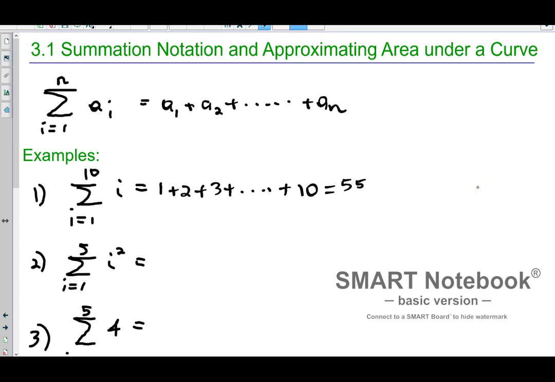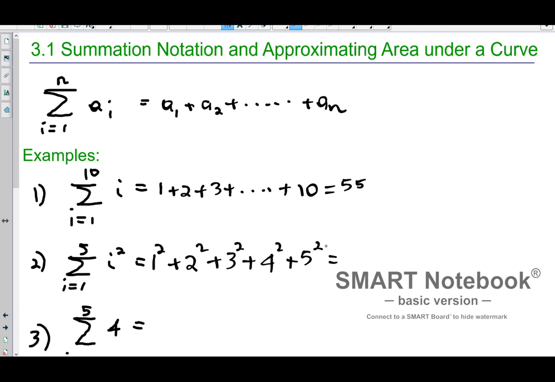Another example is summation i from 1 to 5 of i squared. In this situation, you start with i equals 1, increment by 1, and plug it into the i squared quantity. So it's going to be 1 squared plus 2 squared all the way to 5 squared. And of course, we can do this by hand. We can do it on the calculator, or there's even a summation notation in your calculator. I'm going to talk about that in a little bit.